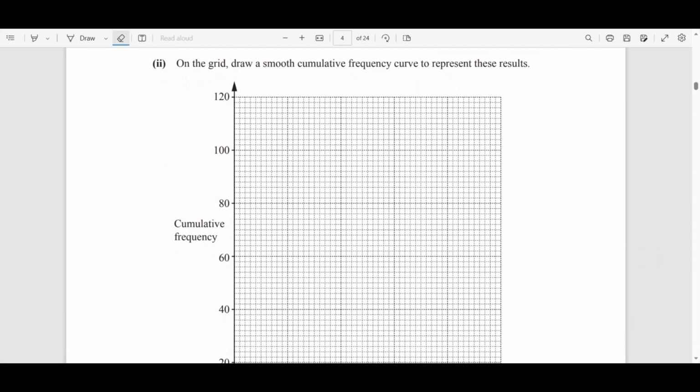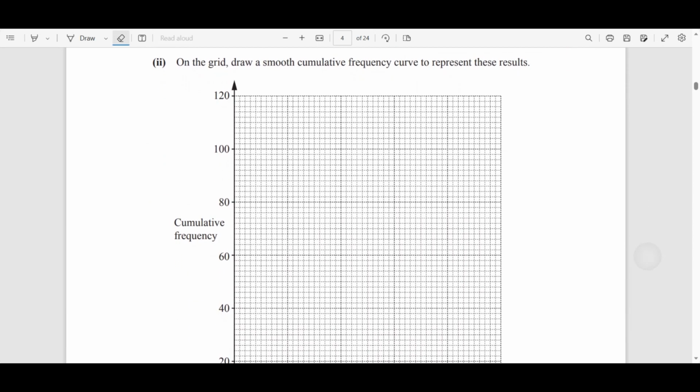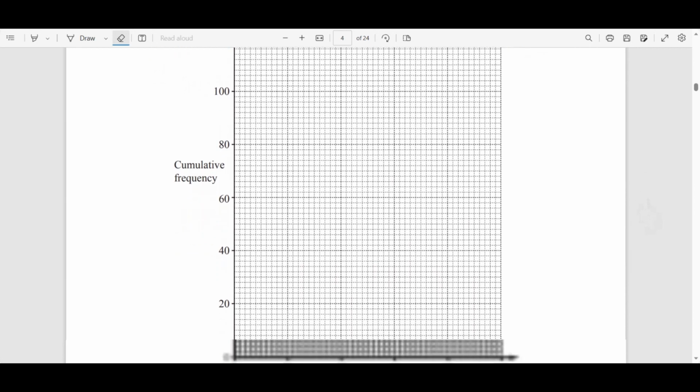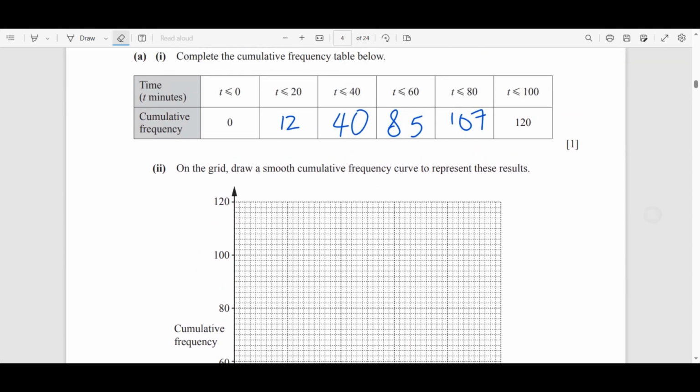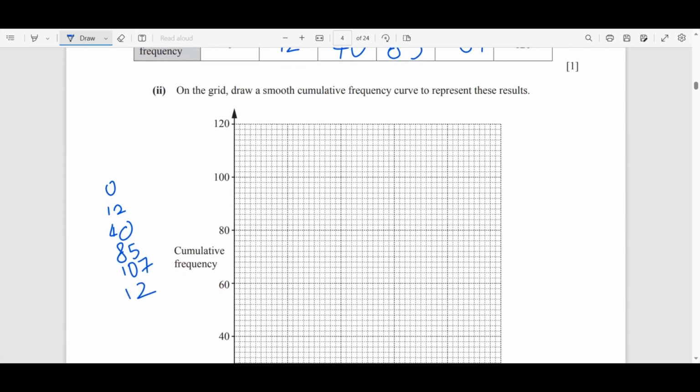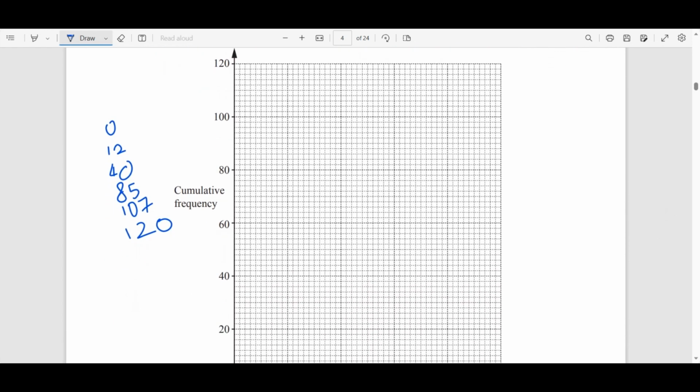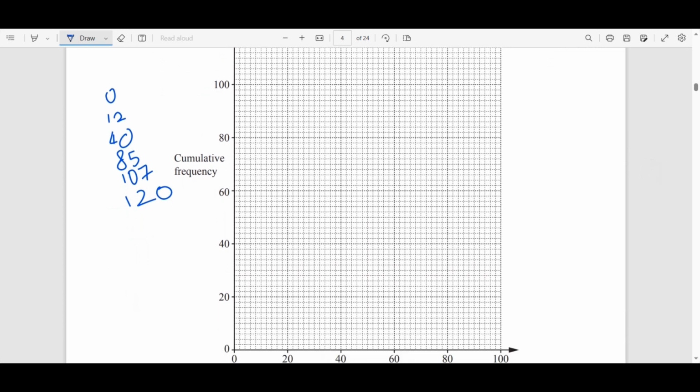Next: on the grid, draw a smooth cumulative frequency curve to represent these results. Everything is given, so I'm going to quickly write down the numbers: 0, 12, 40, 85, 107, and then 120. The only reason I'm writing it here is so it will be easier for me.